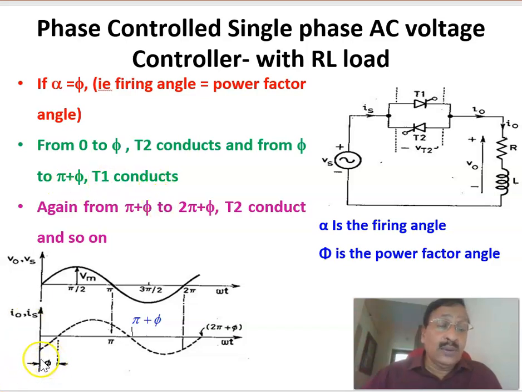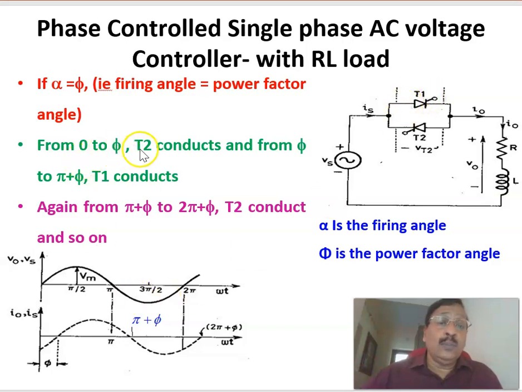That is, from 0 to φ, you can see that the current is negative. Since the current is negative, it can be conducted only by these thyristors. T2 will be conducting. And from φ to pi plus φ, since the current is positive, T1 will be conducting.